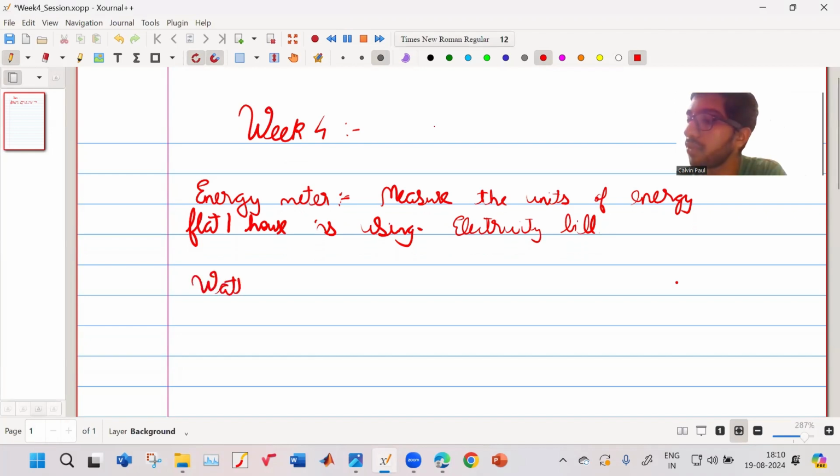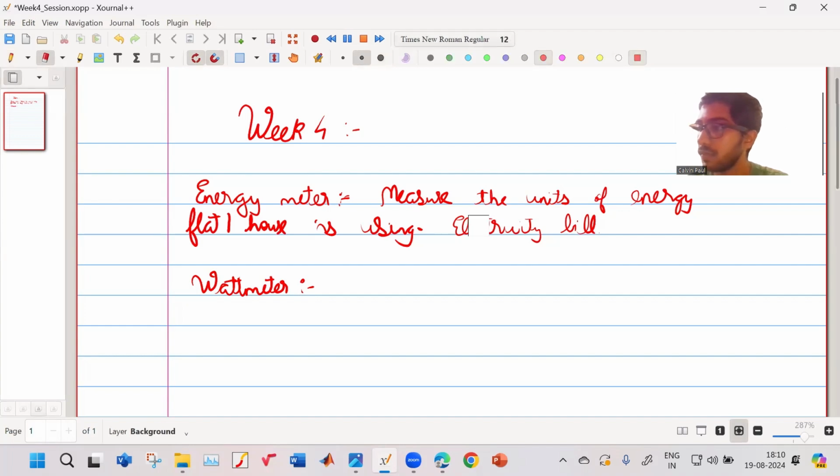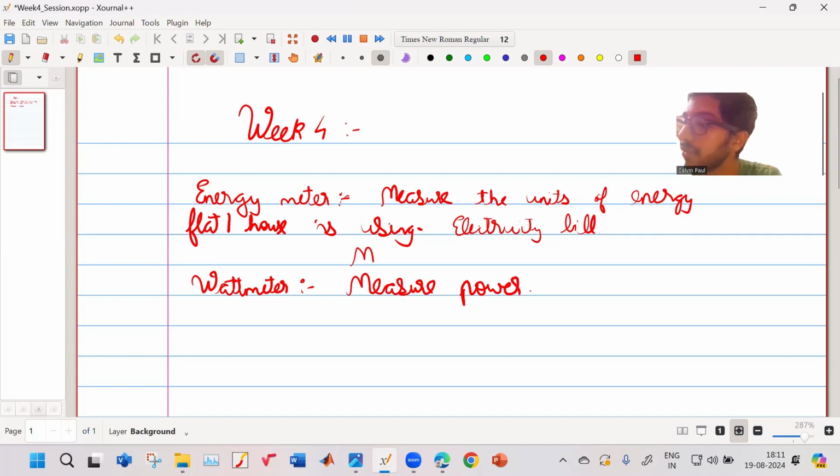What do we use a wattmeter for? Anyone? Niranjan, Mutazagi, Manchini Devi. What do we use a wattmeter for? You can also write in the chat. Okay, you guys are very shy. So a wattmeter is used to measure power. And an energy meter, we use it to measure energy.